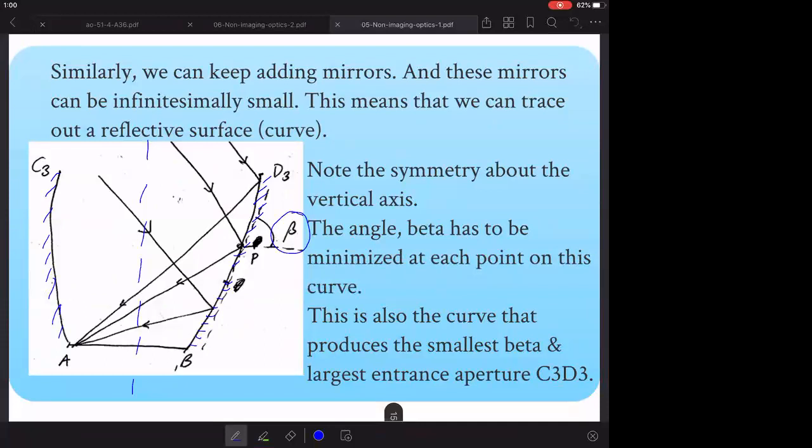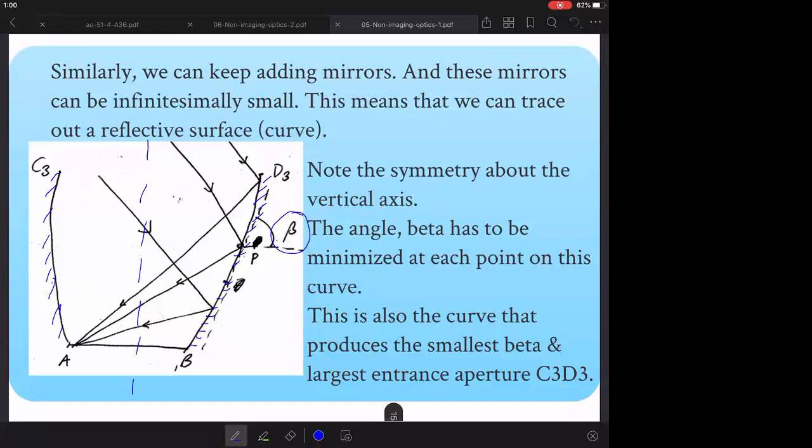Okay, so what we will learn today is that this curve is also the curve that produces the smallest beta that's possible, and as a result, the largest entrance aperture, C3D3. Now, think about what is happening here.